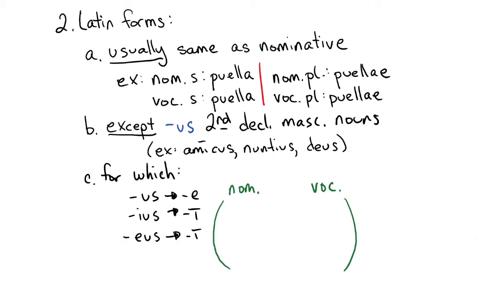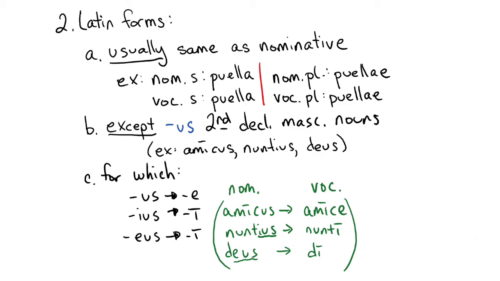So for instance, the nominative amicus changes to the vocative amice. The nominative nuntius changes to the vocative nunti, where that whole IUS section changes to a long I. And the same for deus, where the entire EUS will change to an I, giving us the vocative di.